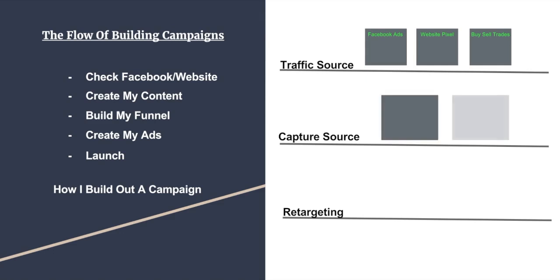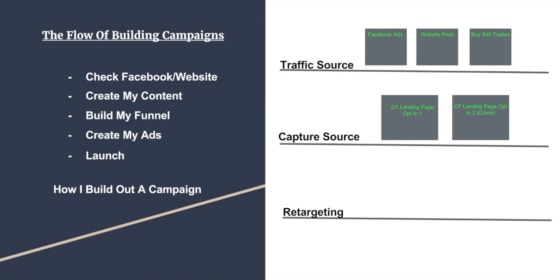Now my capture sources are going to be a ClickFunnels landing page, typically always. But what I do is I clone that landing page once I make it, and I put that into my second one. Now the reason I do this is because when I retarget people who have already been in this funnel, I want them to come back to my second opt-in page. Why? Because it's a very easy way for me to know that they're coming back in through my retargeting.